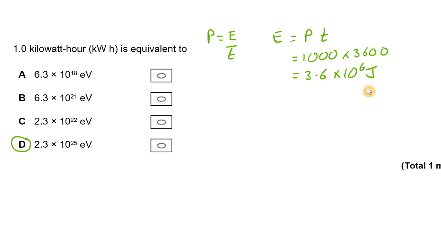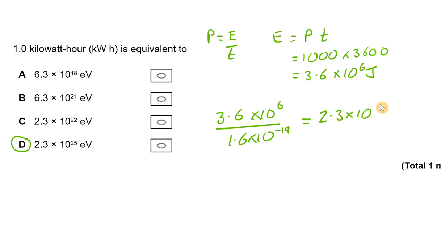Now I need to convert that joules into electron volts. And the way to do that is to take the value for joules and divide it by the charge on an electron. And that again is on your data sheet if you can't remember. So again, I put that into my calculator and I'll get an answer of 2.3 times 10 to the 25 electron volts. Answer D.